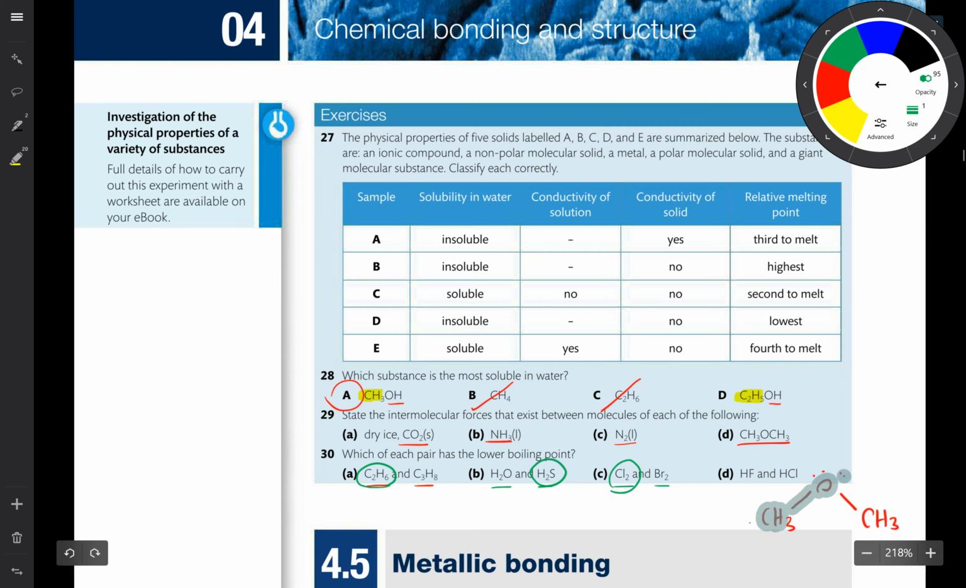And for the last one, HF and HCl, both of them are polar molecules, so they have dipole-dipole attraction. Both of them have London dispersion force. The London dispersion force of HCl is more than HF because Cl is bigger than F. But more importantly, there is hydrogen bond between the HF molecules which causes its intermolecular forces to be very strong, stronger compared to the HCl, and it would have higher boiling point. So the answer for this question, which one has the lower boiling point, is HCl because it has weaker intermolecular attractions.